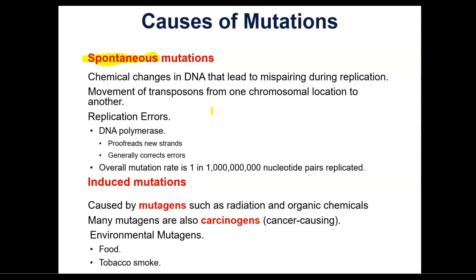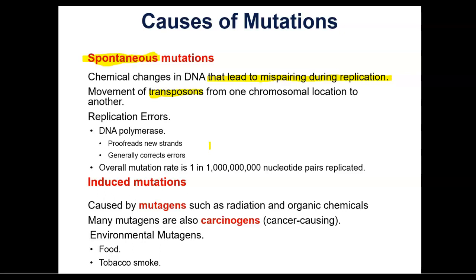Another thing that can happen is transposons, which we used to call jumping genes. They can move from one chromosome to another, or from one location on a chromosome to another. But these are just pieces of DNA that can actually move. So mispairing during replication or transposons, these are the causes of spontaneous mutations.